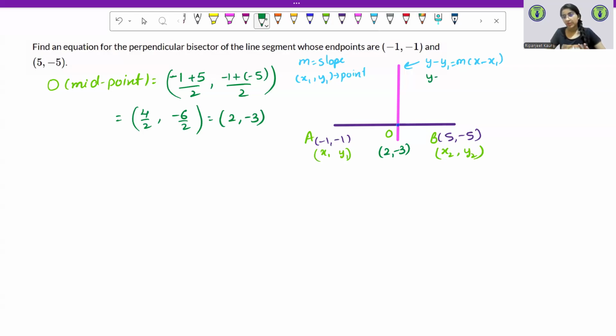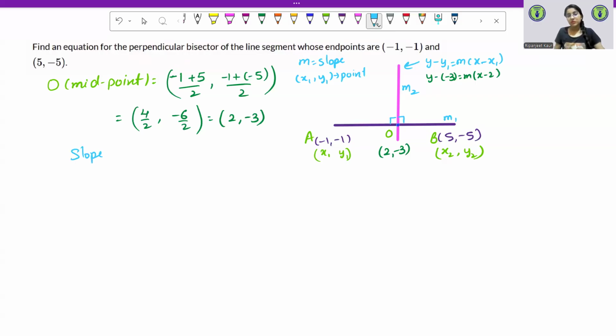Alright, so y minus minus 3 equals m times x minus 2. So now slope is needed. What is the other thing given, other than the midpoint? They are saying perpendicular. So the pink line is perpendicular to the purple line, and we want to relate to the slope. So let us consider that the slope of AB is m1, and the slope of this is m2.